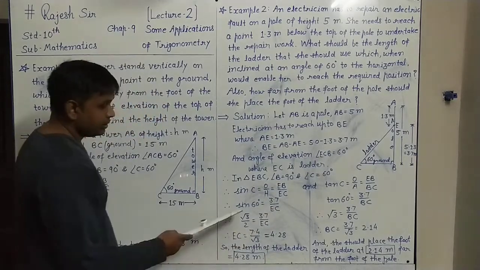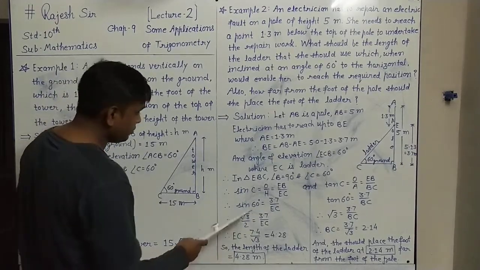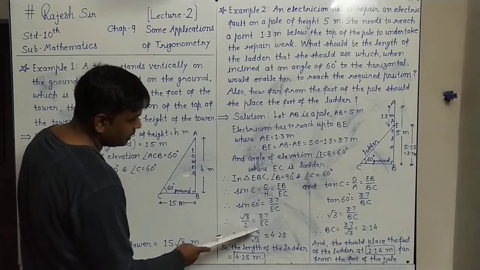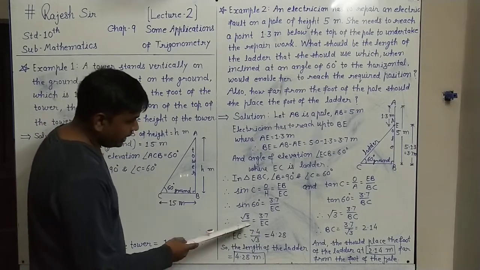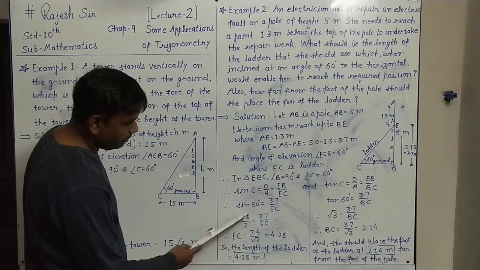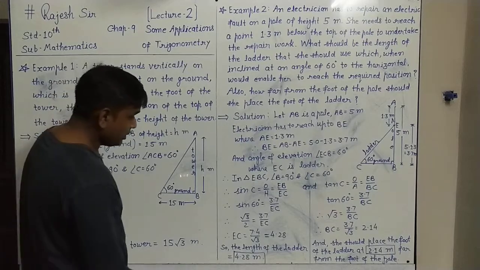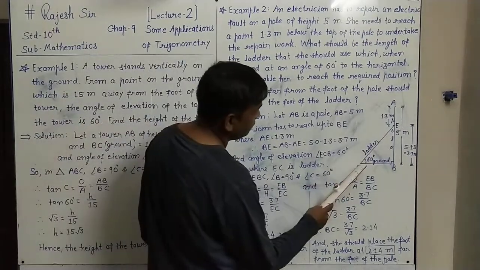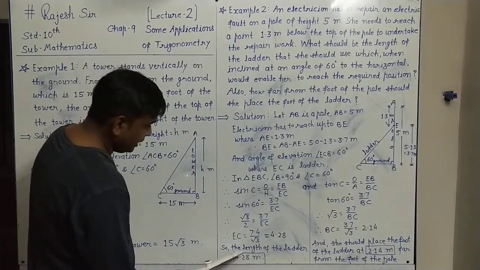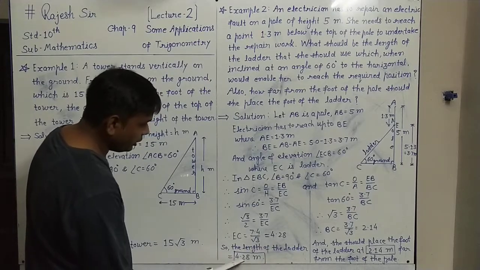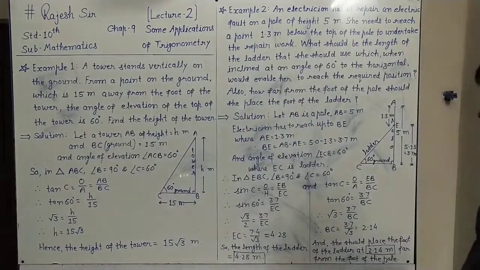See this side only first. Sin 60 degrees, from the trigonometry table in the last chapter 8, is root 3 upon 2, equals 3.7 upon EC. Multiplying crosswise, EC will be 2 into 3.7, which gives 7.4 upon root 3. When you simplify this, it is approximately 4.28. This EC, on the figure, shows the length of the ladder. So the first answer: the length of the ladder must be 4.28 meters.